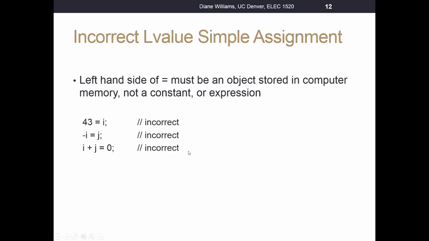And then remember, what goes on the left-hand side, or the L value in this case, must be an object stored in computer memory, not a constant or expression, right? So a variable name. So trying to assign I to the constant 43 is incorrect. Trying to assign J and using the negative sign to negate I is also incorrect. Trying to assign 0 to an expression on the left is incorrect as well. Right, so those are things you don't want to do. The compiler will generate errors. So the left-hand side always has to be a memory location.